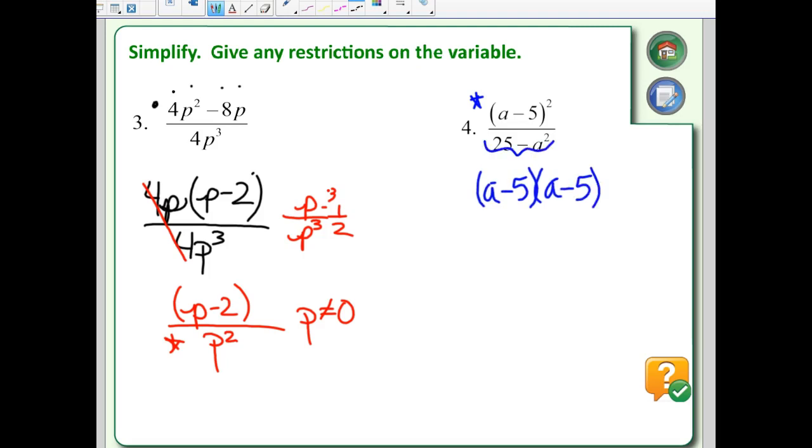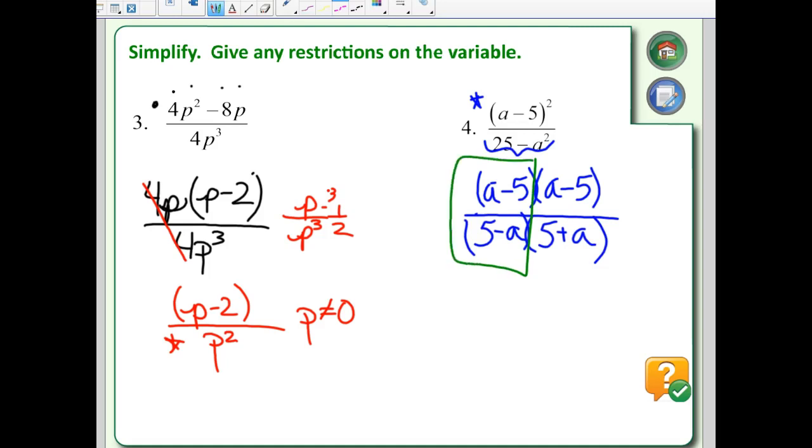Do you recognize what's in the denominator? Yeah, that's a difference of perfect squares. So we're going to have 5 minus A and 5 plus A. Do we have anything we can cancel? Great job. Did you realize these guys right here were opposites? Remember, opposites, there's a minus sign between them, but the letters are switched. Order matters with subtraction. So in order to get those to cancel out, I got to multiply by -1.